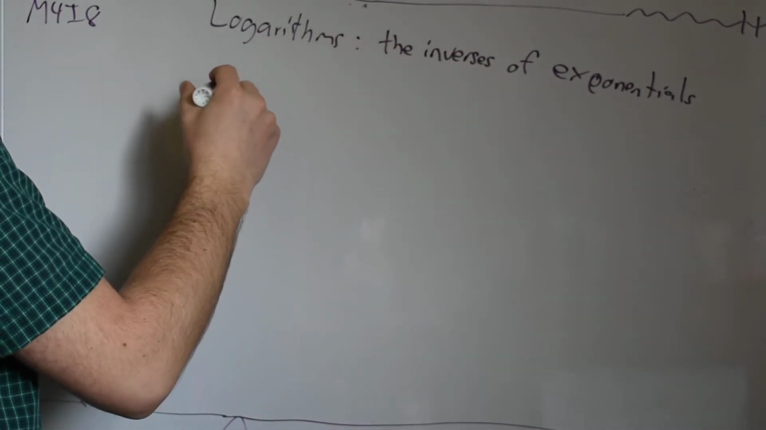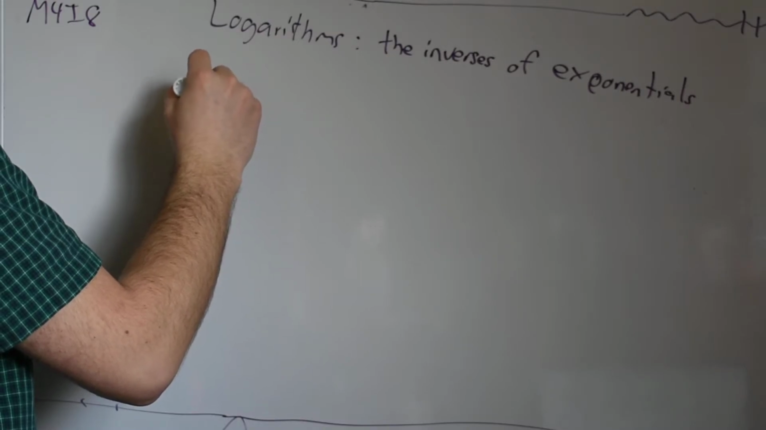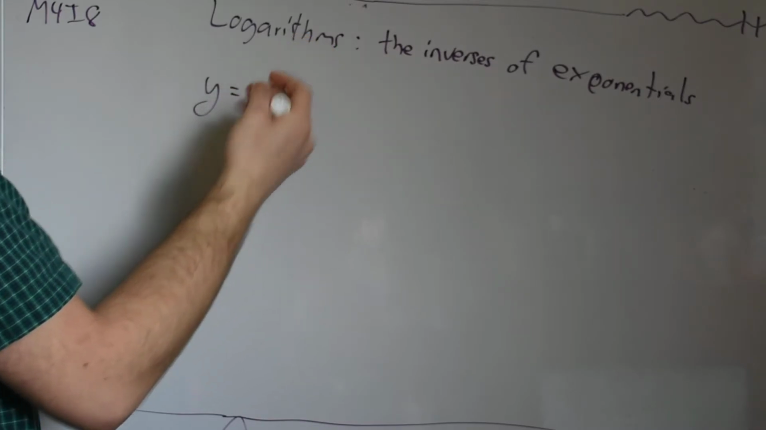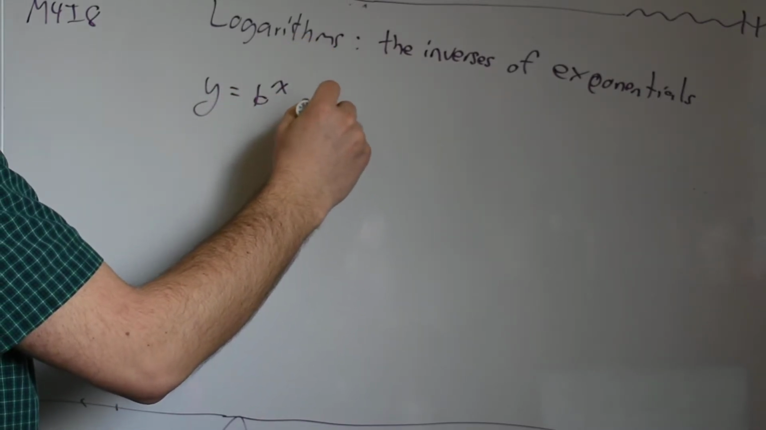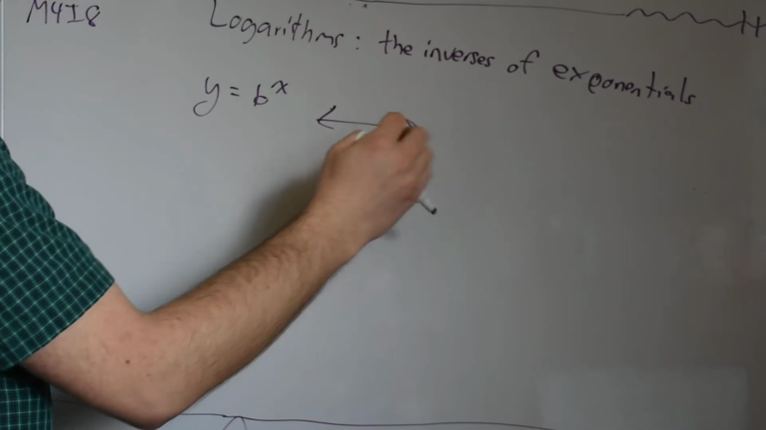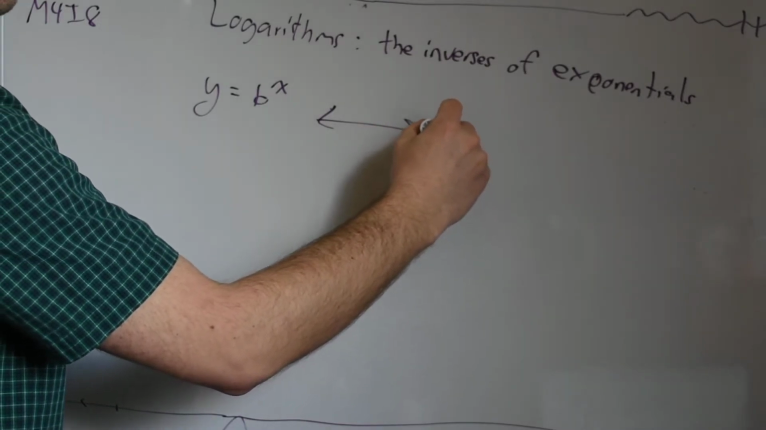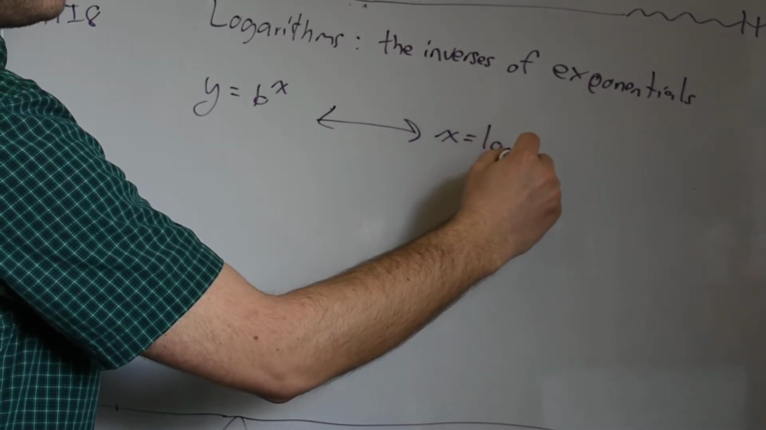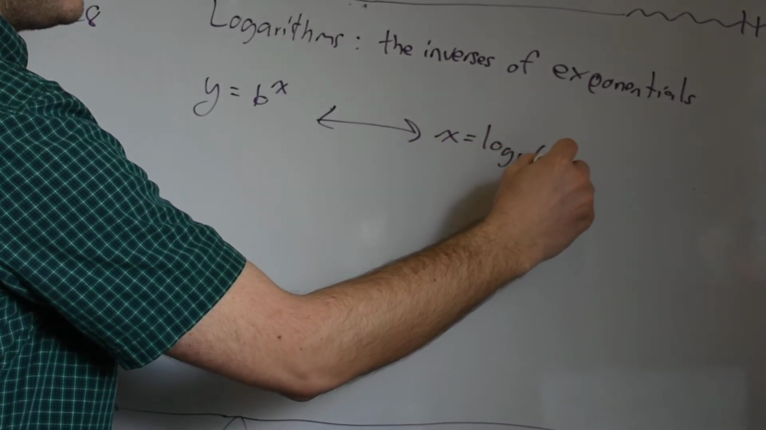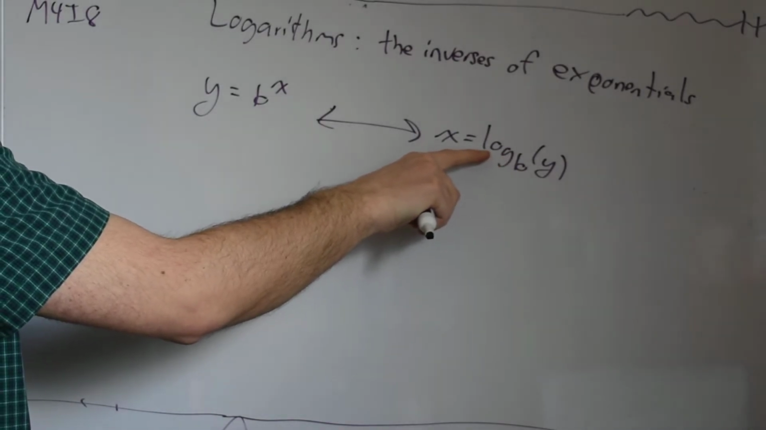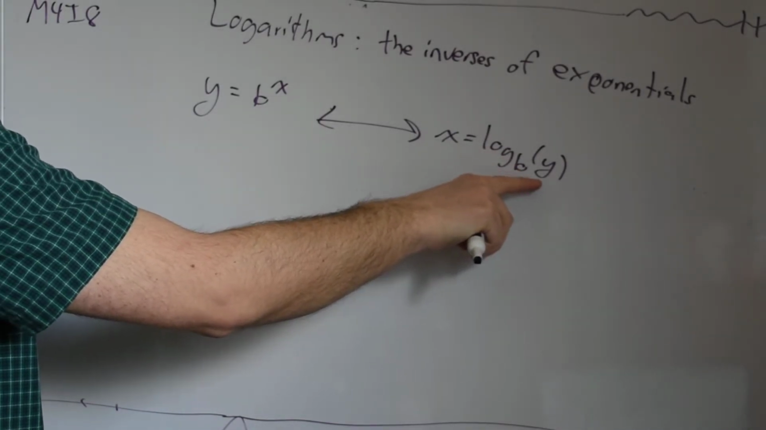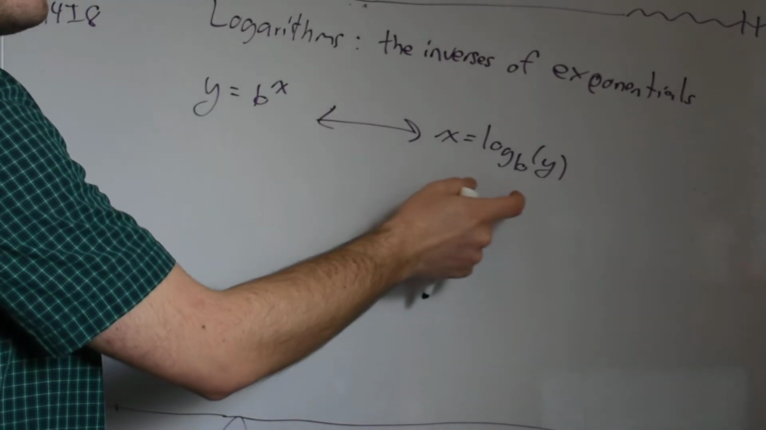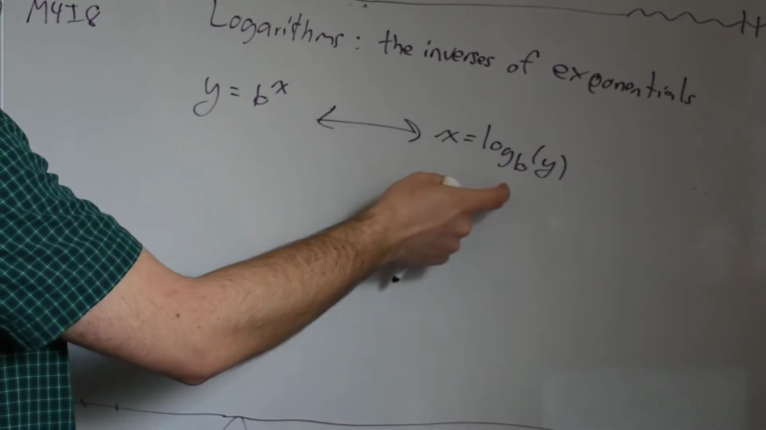So what this means is that for any exponential function that looks like this, y equals b to the x, we have a corresponding logarithmic function. It's x equals log base b of y. And that's how this is read. Logarithm base b of y. So we can switch between these whenever we want.